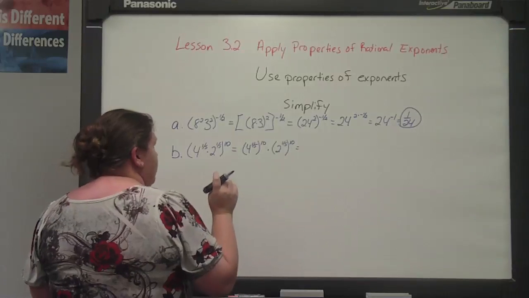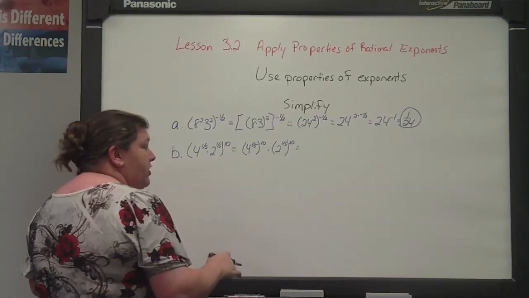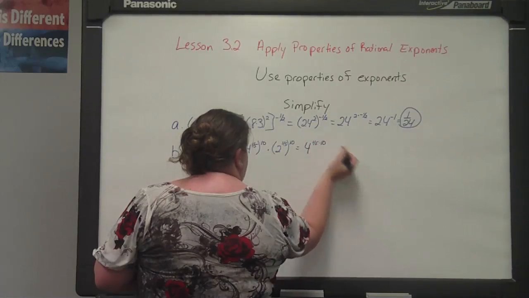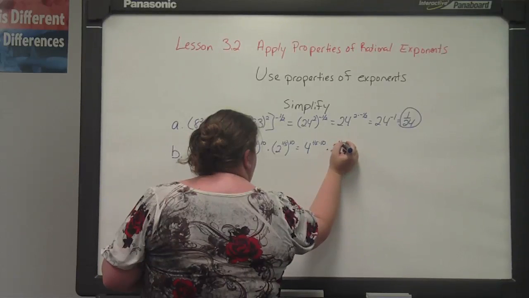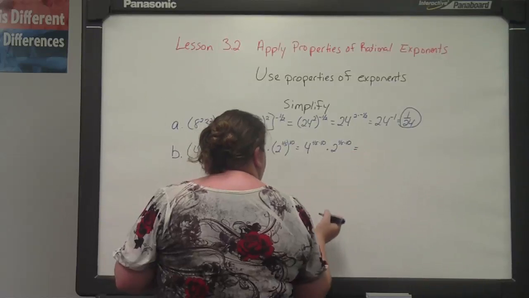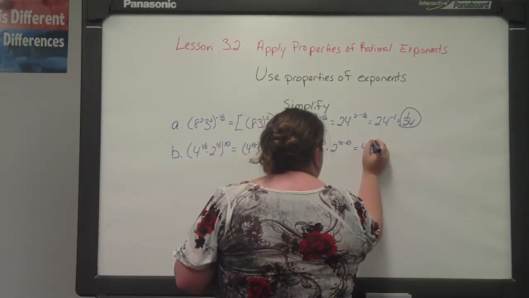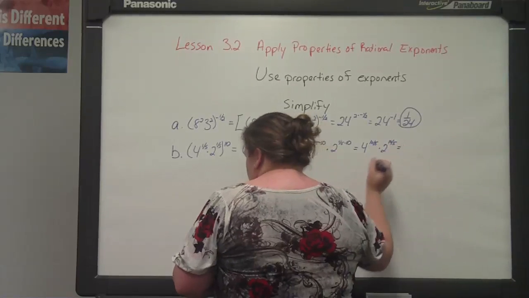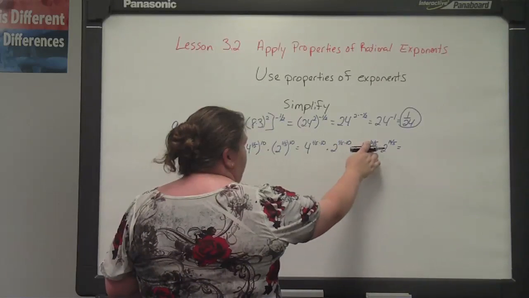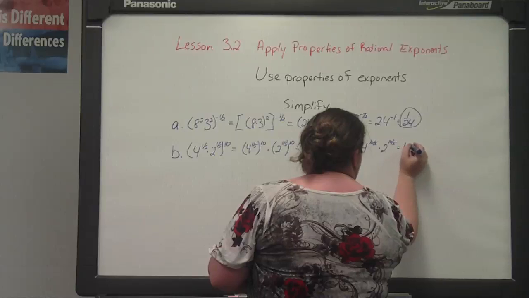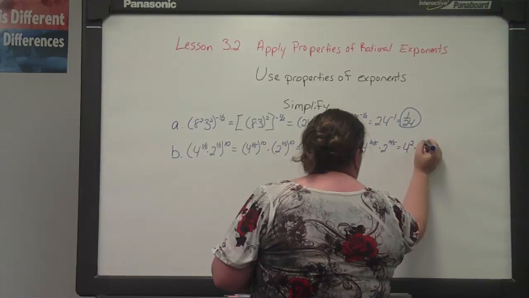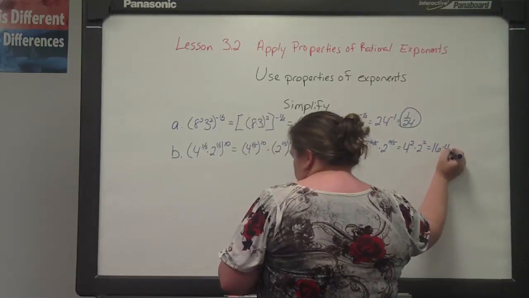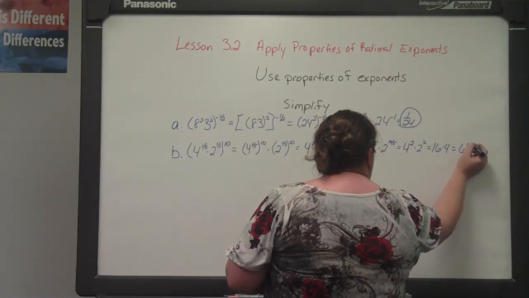Remember, when it is separated by parentheses, you're actually going to multiply. So I can say 4 to the 1/5 times 10 times 2 to the 1/5 times 10, which gives us 4 to the 10 over 5 times 2 to the 10 over 5. And again, we know 10 divided by 5 is going to be 2, so we can say 4 squared times 2 squared. 4 squared gives us 16 times 2 squared gives us 4, which is going to give us 64.